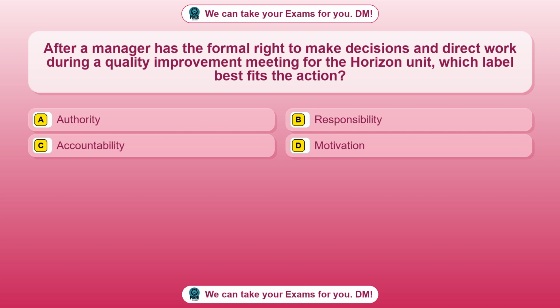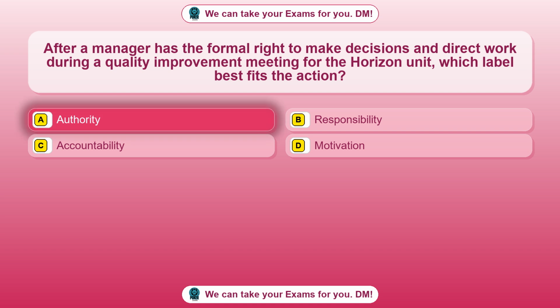Option A, authority. Option B, responsibility. Option C, accountability. Option D, motivation. The correct answer is option A, authority.